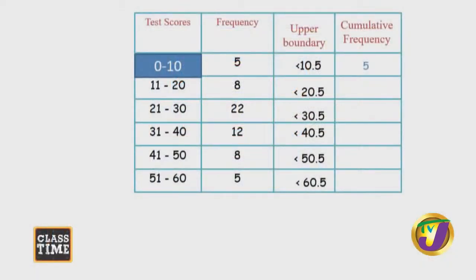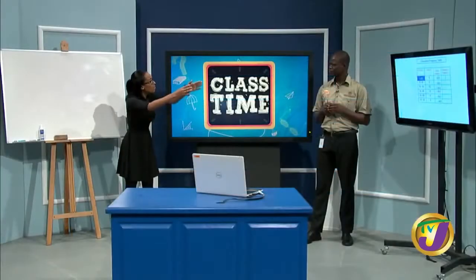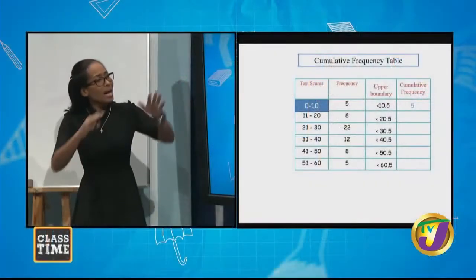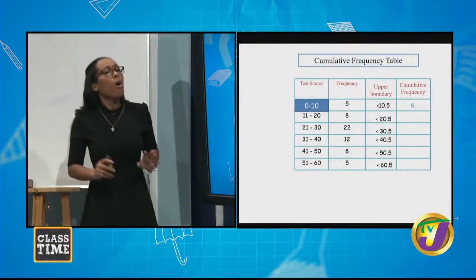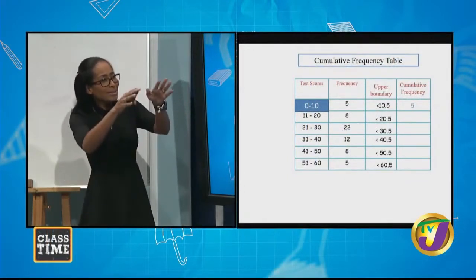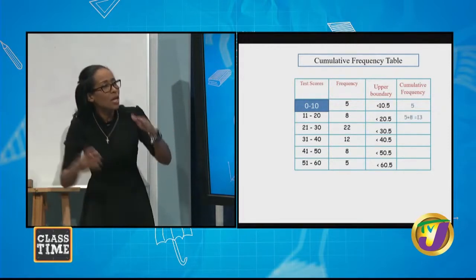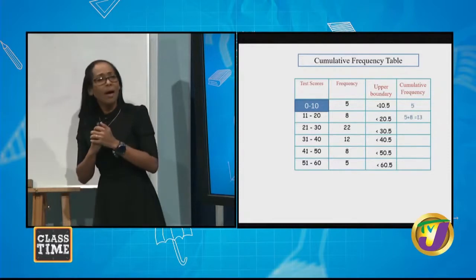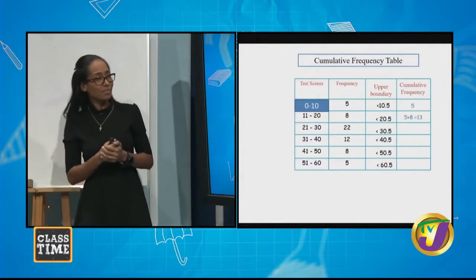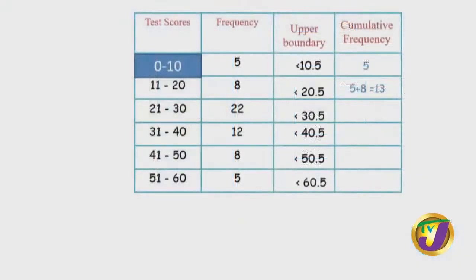So hold on. I'm trying to get the first one. Is the cumulative frequency being 5 for the first class because there's no class before that first? Oh, so I have to start off with my 5 there. So that means my second cumulative frequency would be 13. Five plus 8 gives me 13. What does the 13 really mean? The 13 means 13 students would have received less than 20.5.